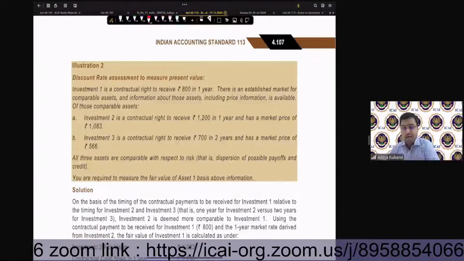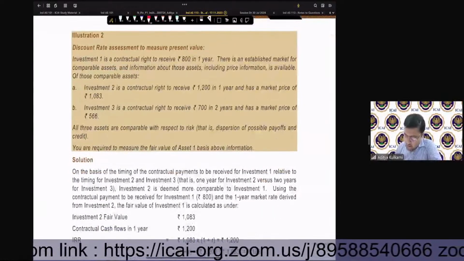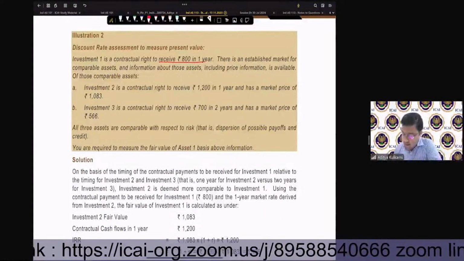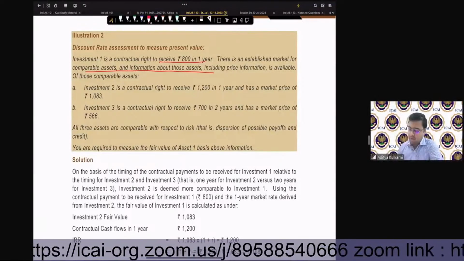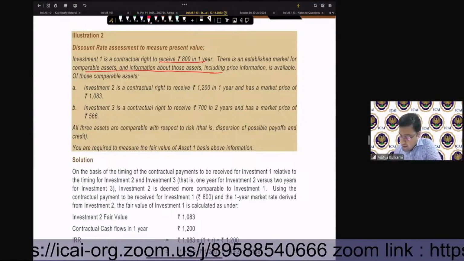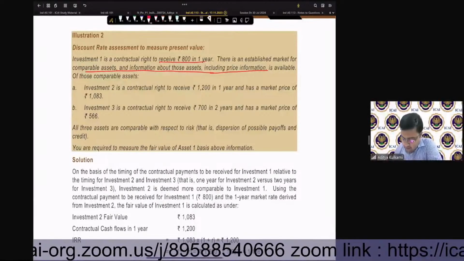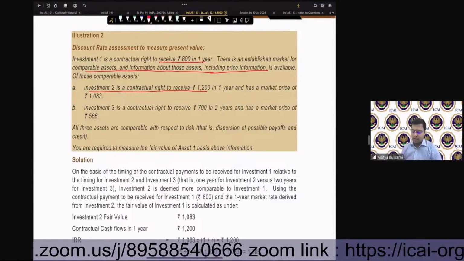Discount rate assessment to measure present value. Investment one is a contractual right to receive 1,100 in 1 year. There is an established market for comparable assets. Information about those assets, including price information, is available. Of those comparable assets, investment two is a contractual right to receive 1,200 in 1 year.